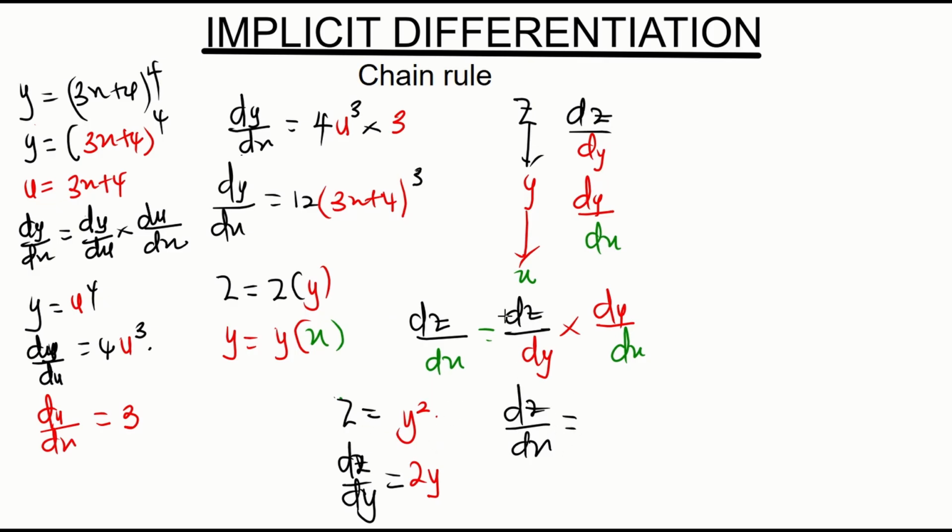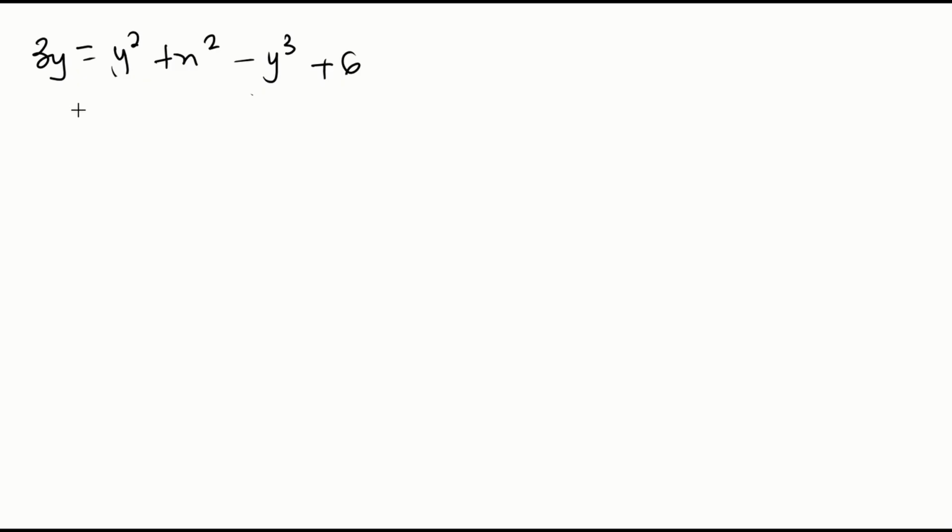First, I know that my dz dy over here is equal to 2y. So I bring my 2y, and then I multiply it with my dy dx. Here we use the chain rule, as explained from the previous example. Now let's differentiate this implicitly.